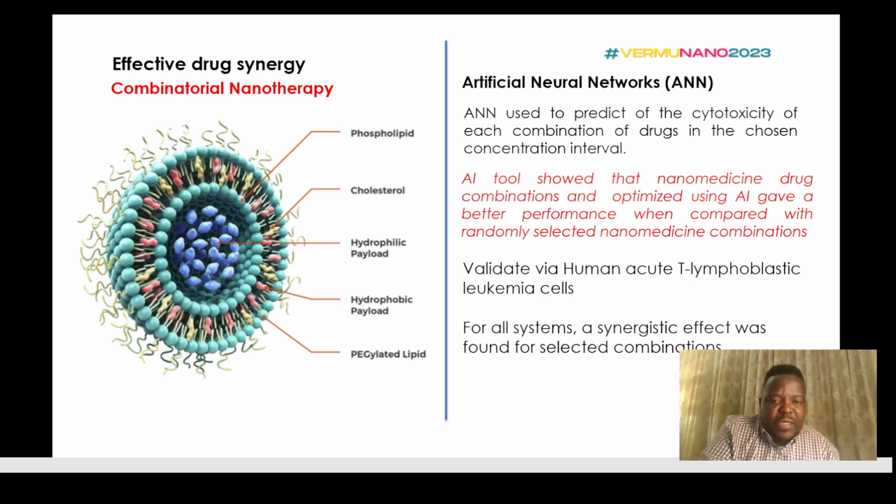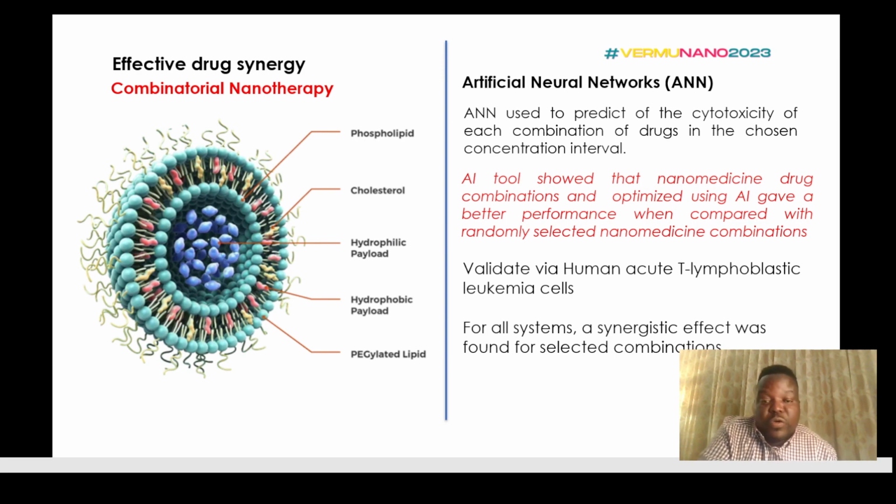The AI, apparently, can predict not only the outcome of combination therapy, but also the cytotoxicity of each combined drug at each chosen concentration interval. So it could also play a role in showing that nanomedicine combinations optimized by AI give better performance when compared to randomly selected nanomedicine combinations. Using AI, you're more likely to see better outcomes when combining drugs based on what you call the combination interval.